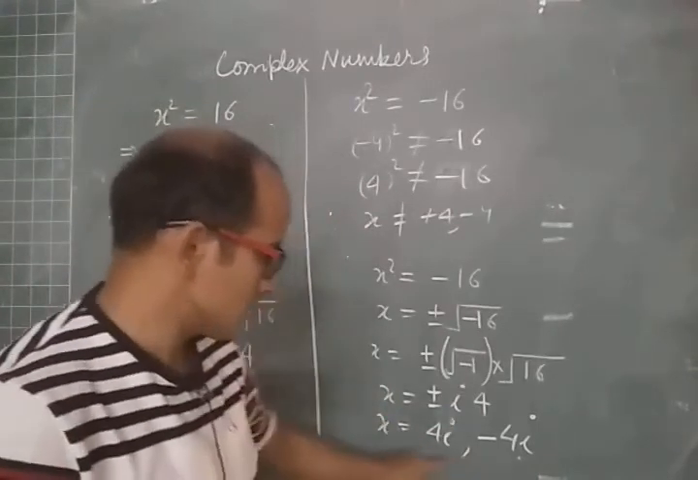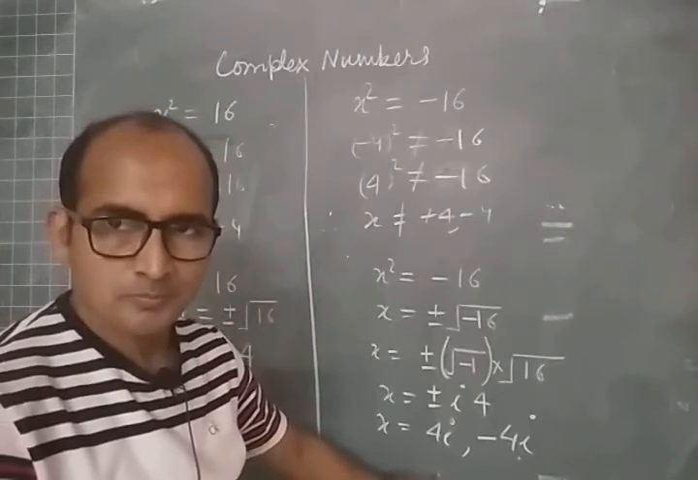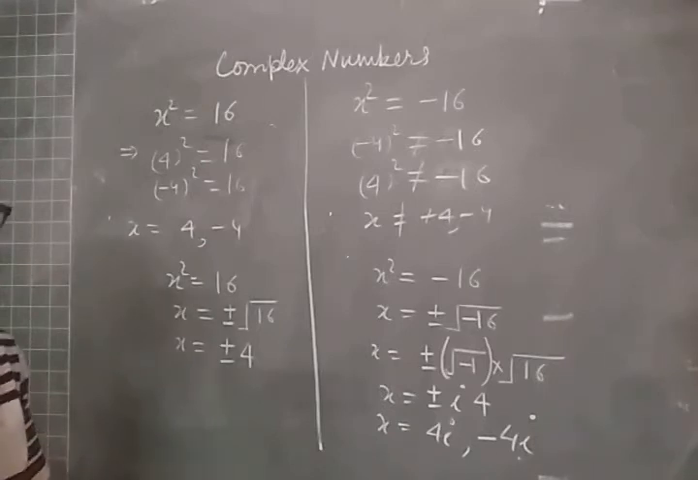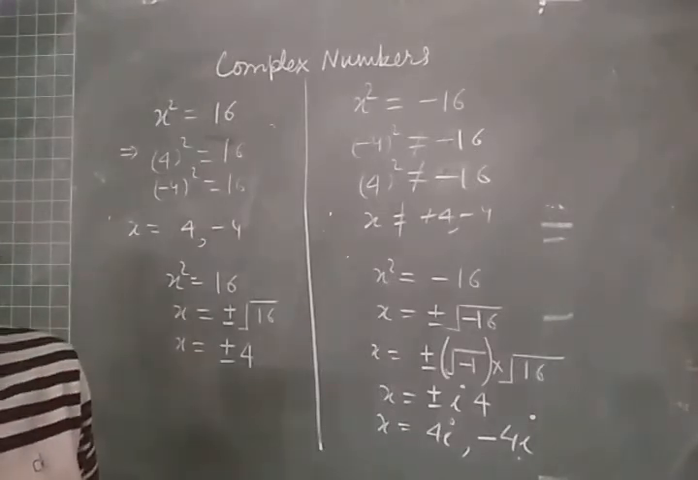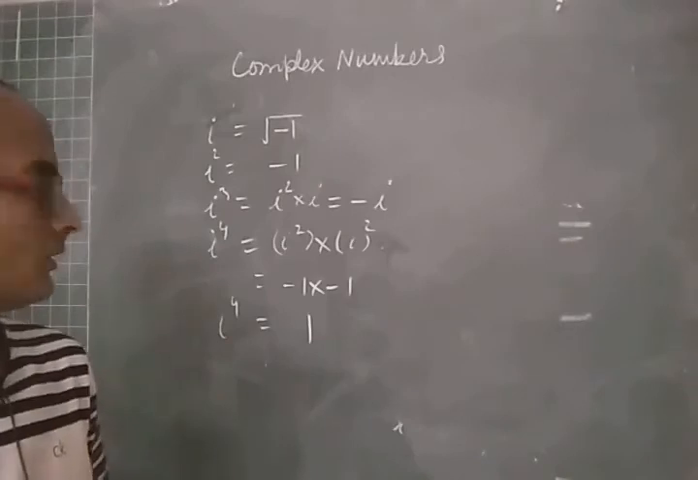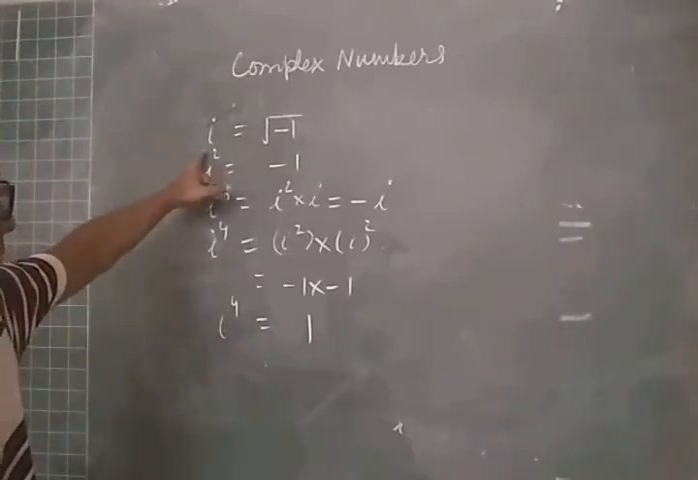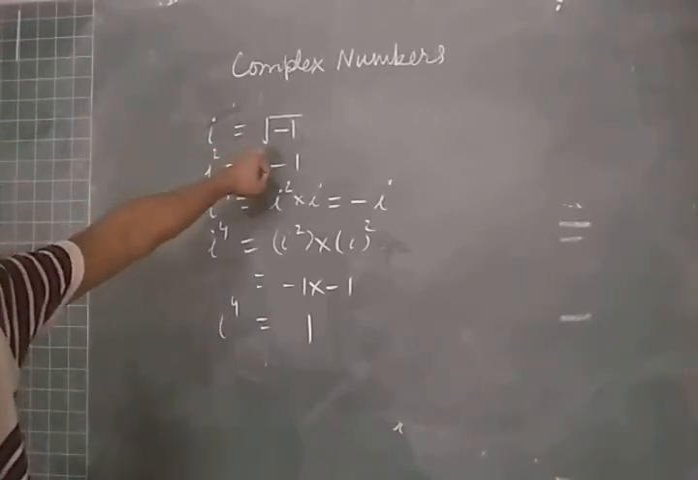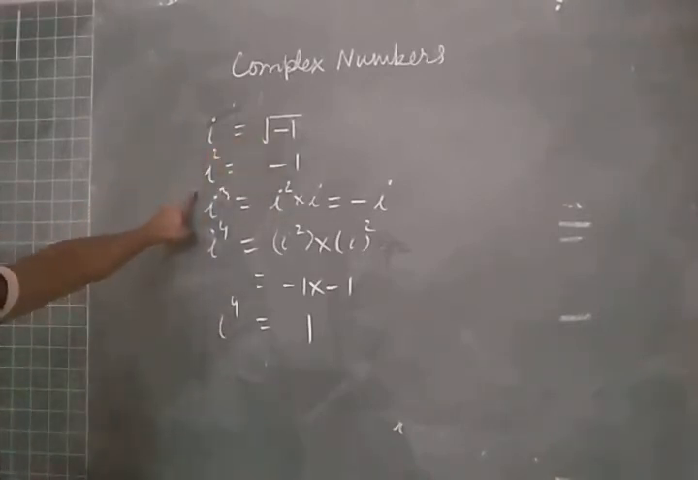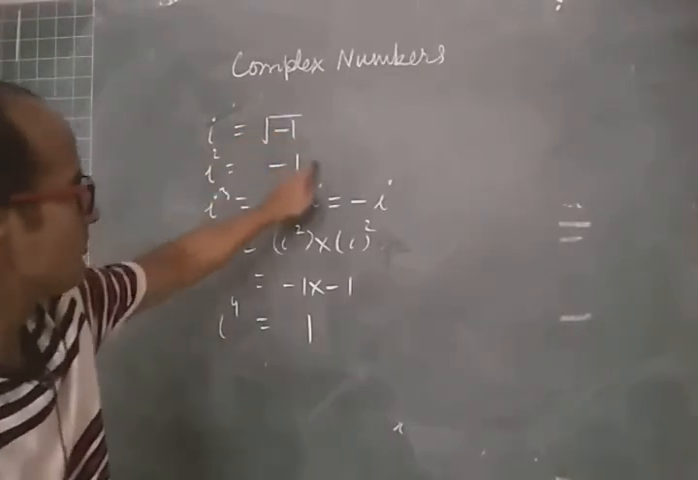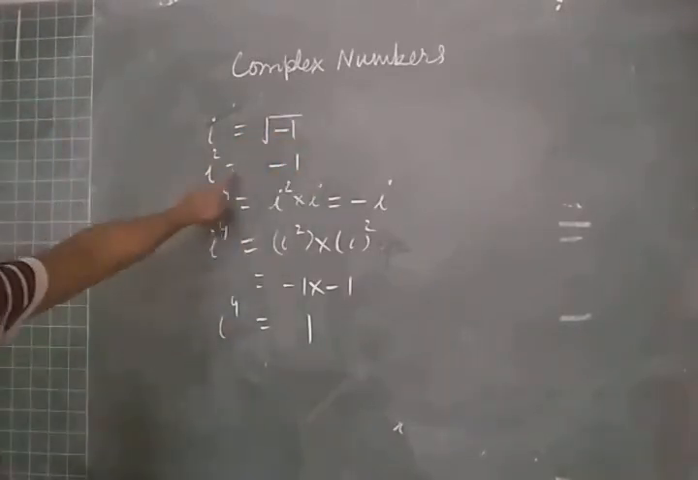These terms including iota are called complex numbers, or you can say imaginary numbers. Now there are a few properties of this letter iota. We will denote iota as equal to square root of minus 1, and iota square means squaring of this, which becomes minus 1. So the value of iota square is minus 1.